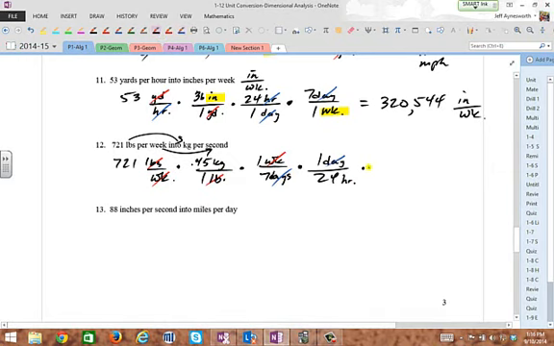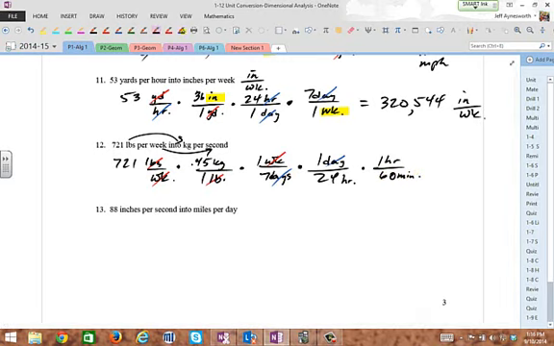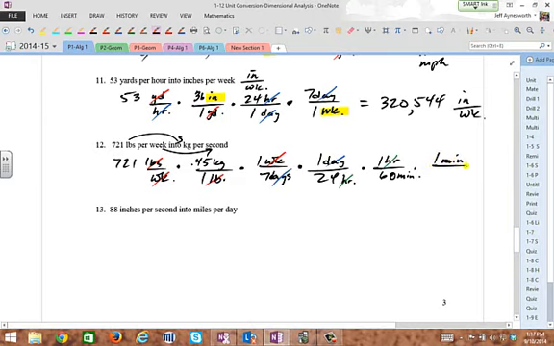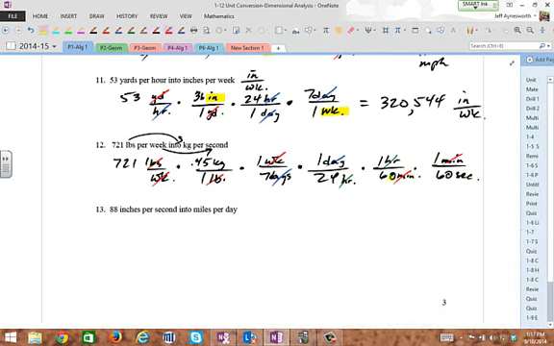And then I also know that in 1 hour, there's 60 minutes. We're getting close. So cancel out there. Hours cancels out. Now I have minutes, and we're one step away. And in 1 minute, there's 60 seconds. And so what do we end up with? Let's find out. We end up with kilograms per second.